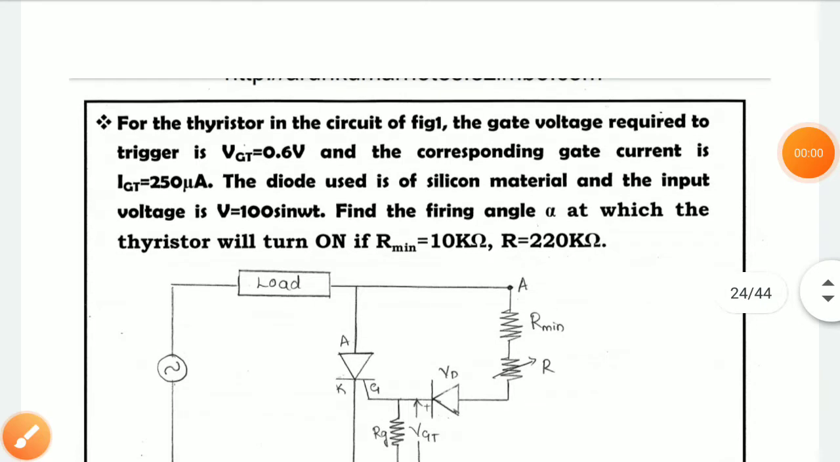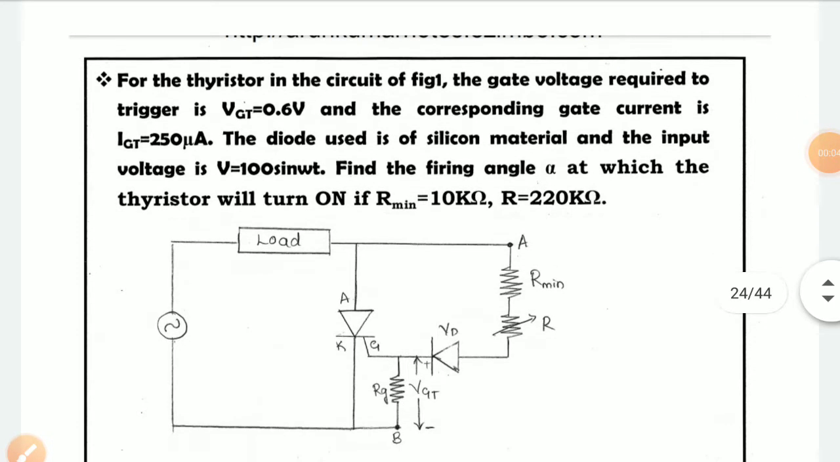Good morning, students. So in the previous video, we discussed R firing and RC firing. In RC firing, we discussed half wave RC firing and full wave RC firing circuits. We discussed how exactly the working principle of R and RC firing takes place, and with the relevant waveforms, we discussed its operations.